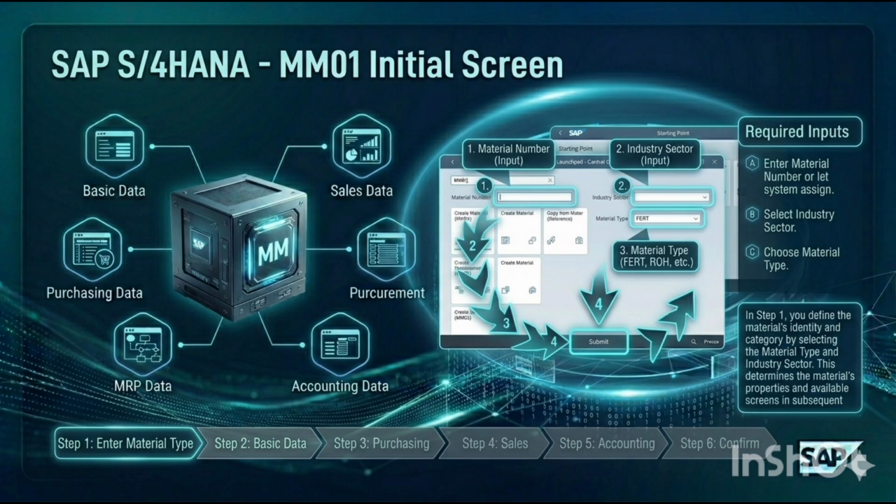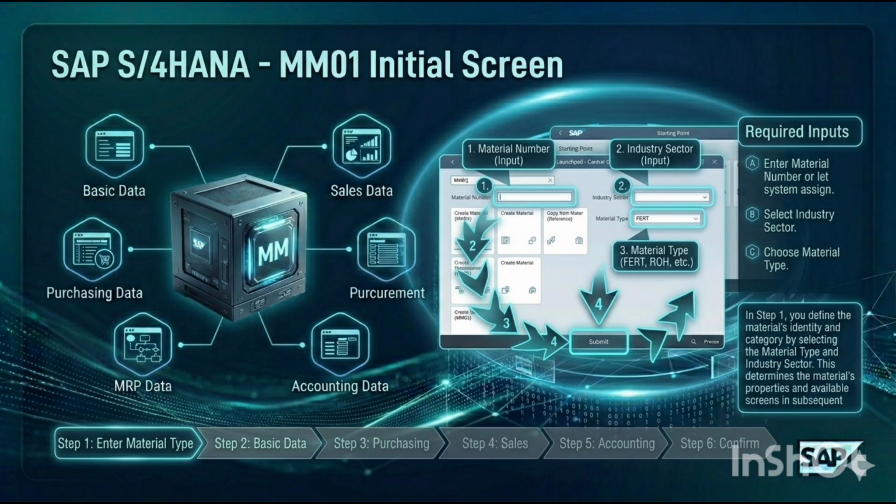Once this data is entered, you will be moving towards a completely new screen. Entering these three fields is very important because these are the basic inputs required to move to the next stage of material creation in MM01. Once you have entered this, you will go to the next step.